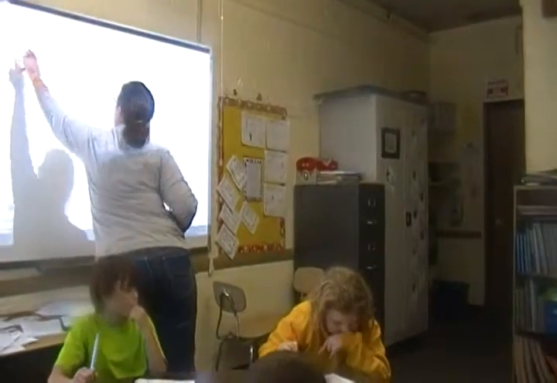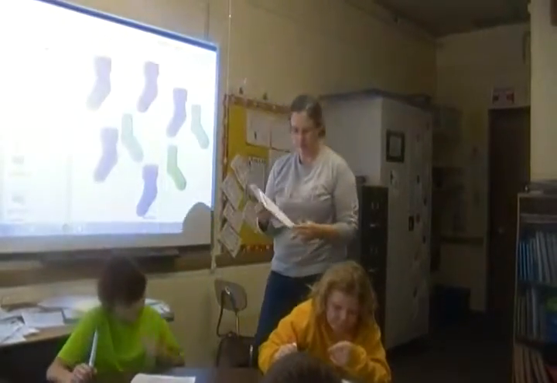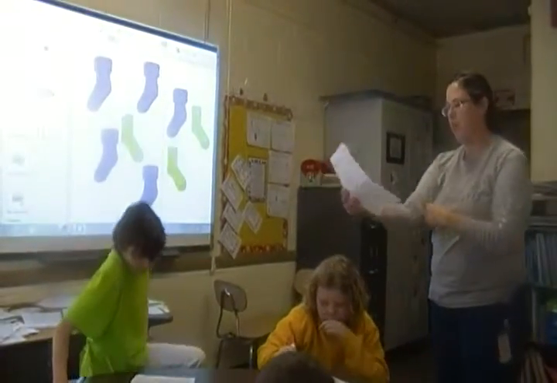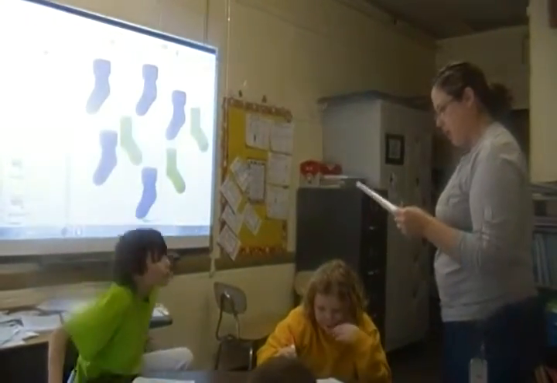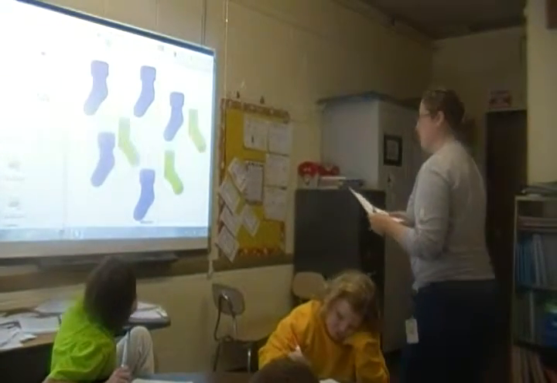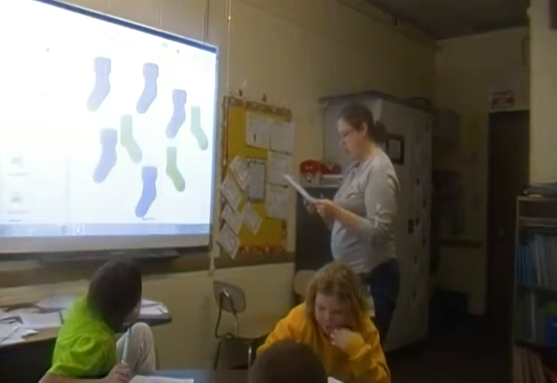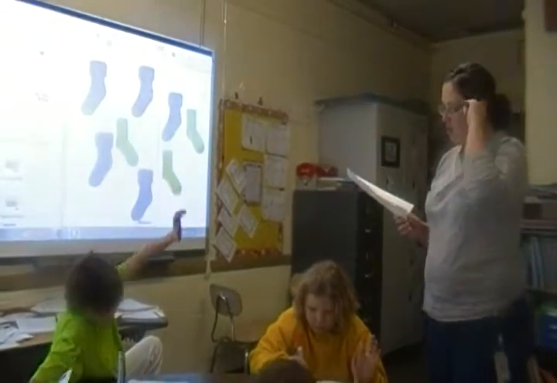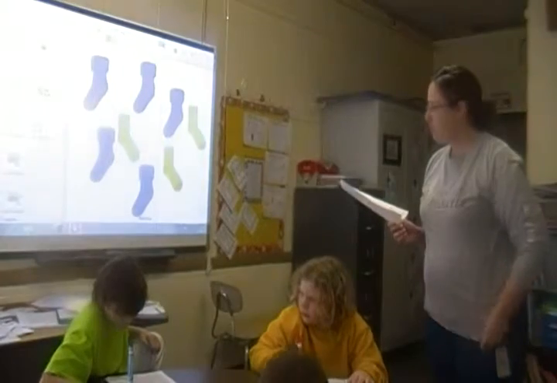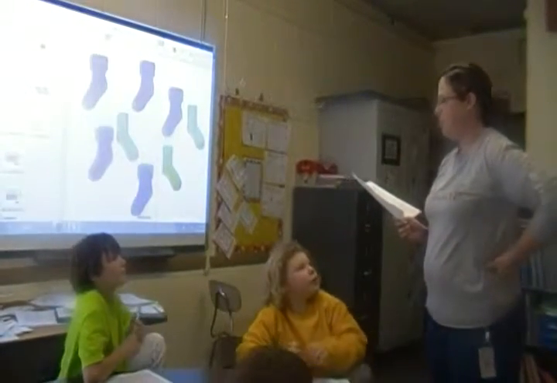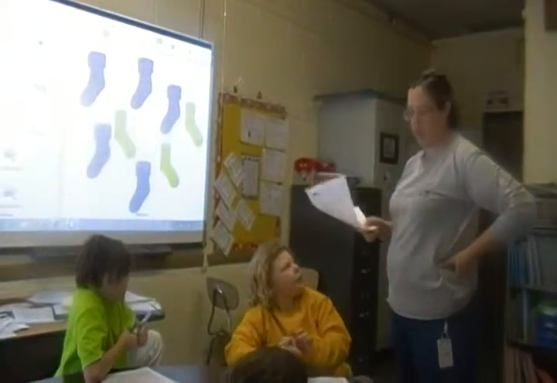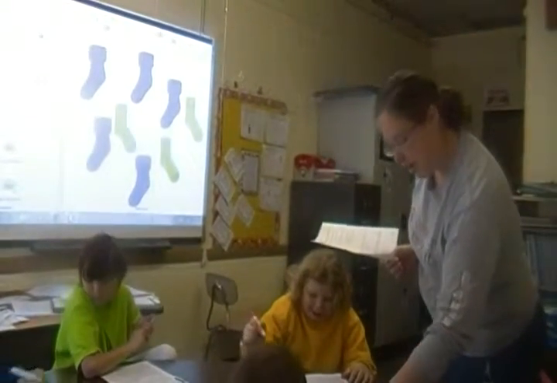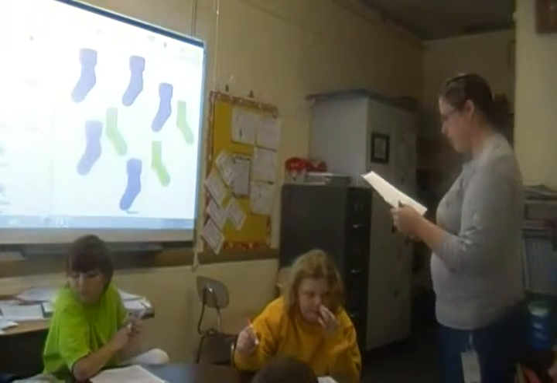Okay, number 20. So I made a visual, so you have it. Blue socks and green. So write the correct probability. In a drawer, you have 5 blue socks and 3 green socks. What is the probability of pulling out a blue sock, Sarah? 5 out of 8. I said likely. 5 out of 8, or you could say likely.